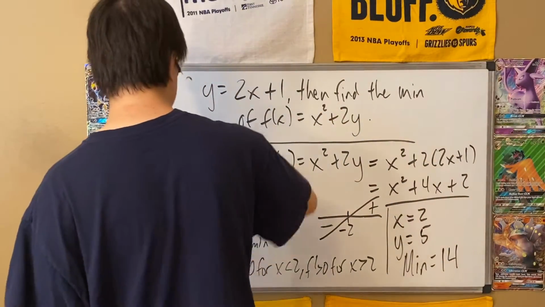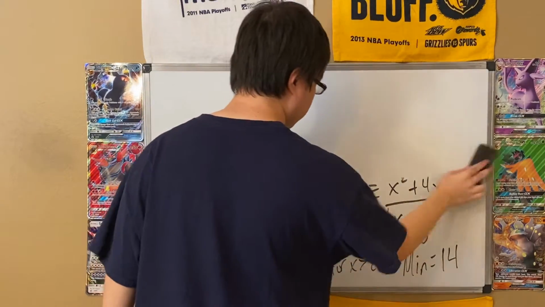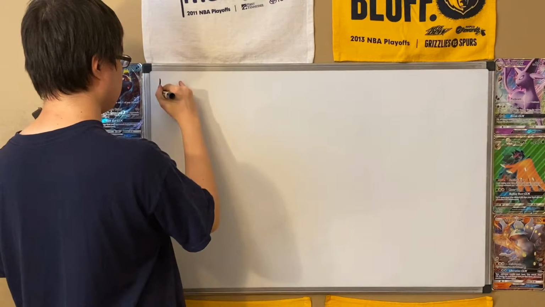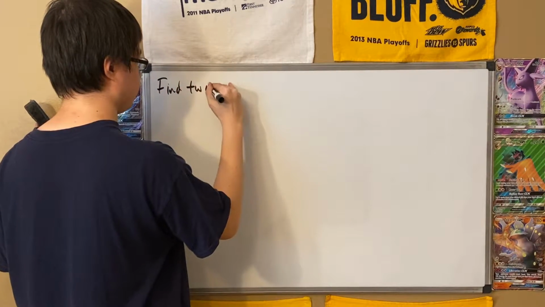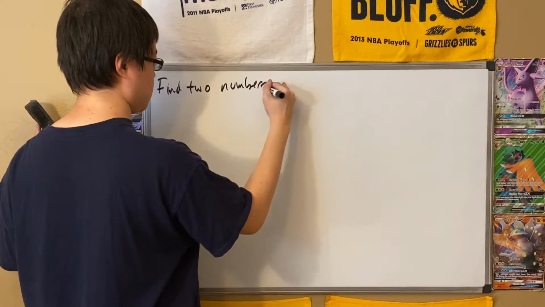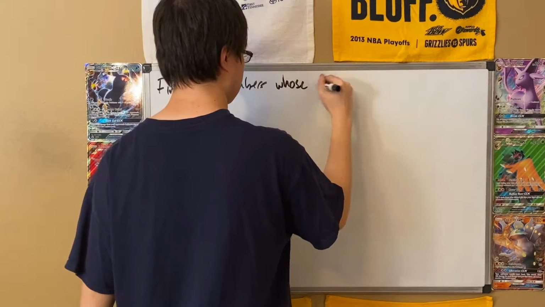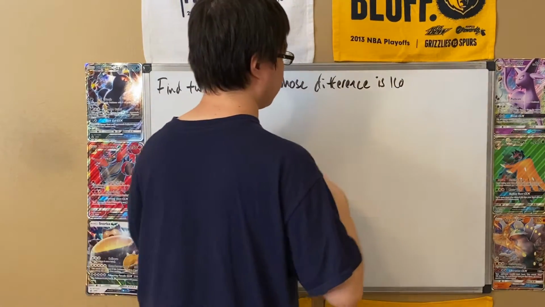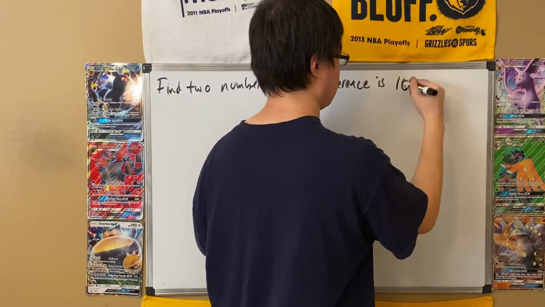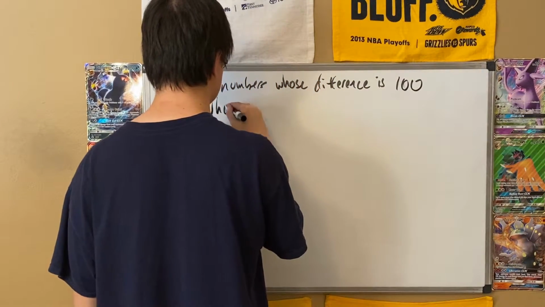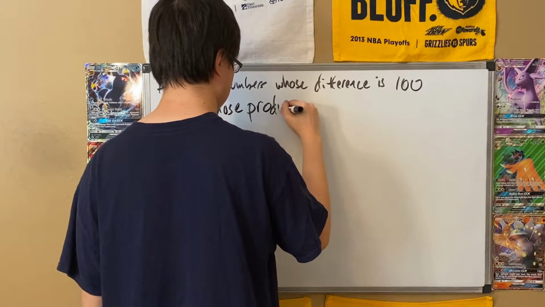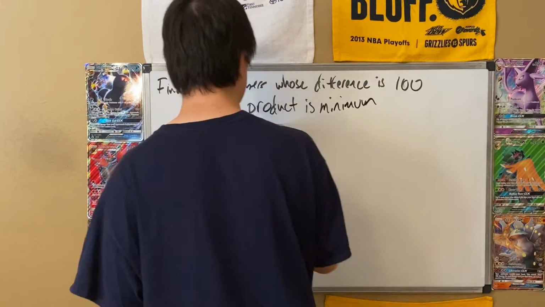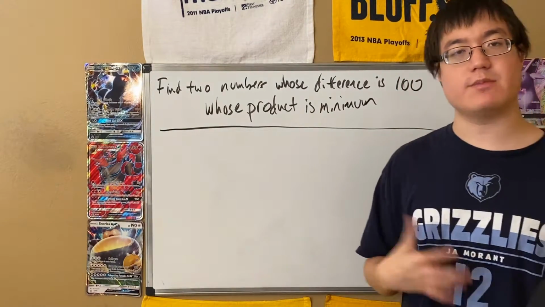So what we're going to do is, let's write this down. We are going to find two numbers whose difference is 100, whose product is minimum. So this is the power of optimization, and it allows us to answer some of these questions.